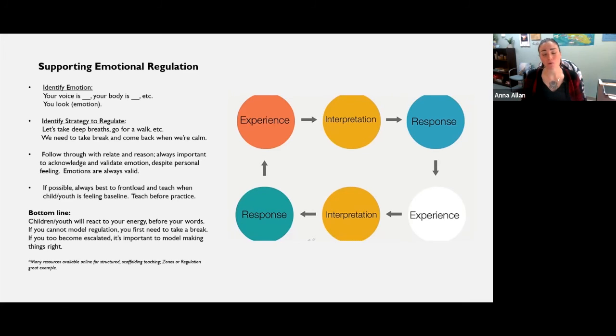We're modeling that emotional intelligence, and we're modeling through, you know, talking the talk and walking the walk, what we're expecting to see and hoping to see and hoping to teach our kiddos as we move forward.